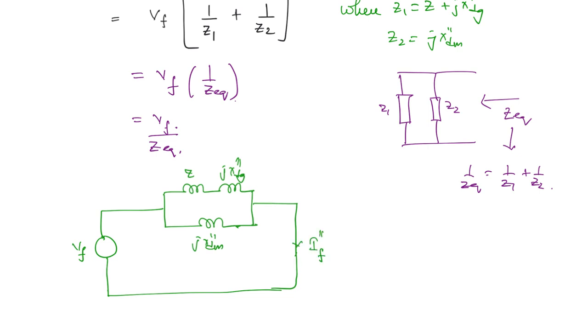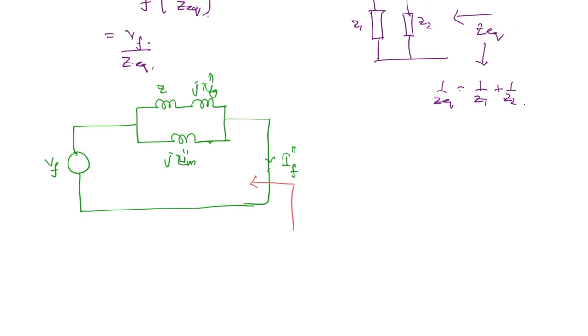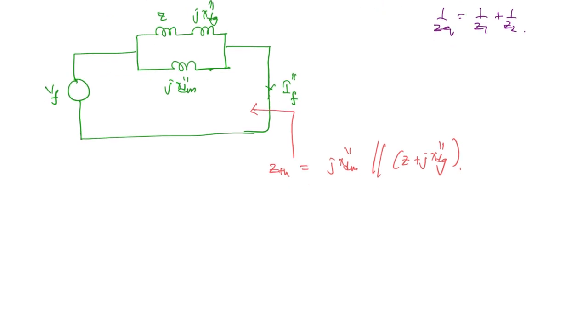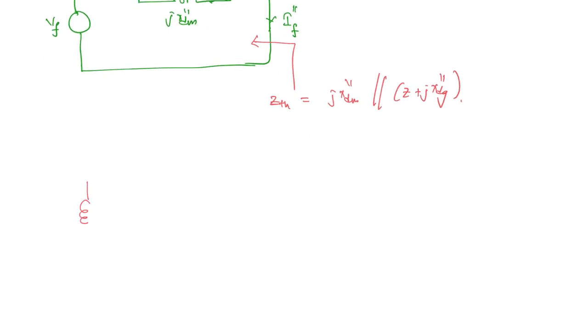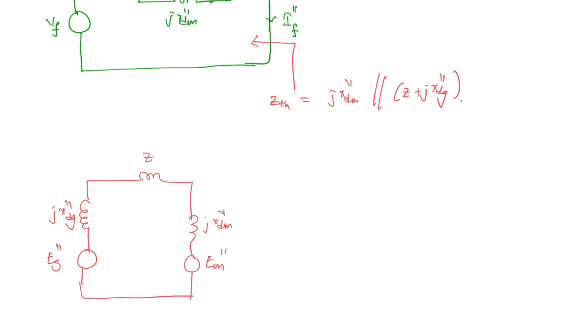Subtransient fault current. Now what is the importance of this kind of approach? What will be the equivalent Thevenin impedance we will take? Because this is the Thevenin's approach that we are going to discuss. So Z Thevenin is Jx dm double dash in parallel to Z plus x dg double dash. Now if you consider the fault circuit, you have the subtransient internal voltage, the impedance as it is of the transmission line, and this is the subtransient reactance of the synchronous machine. Similarly, internal voltage. Now this is the point of fault, where the fault is occurring.